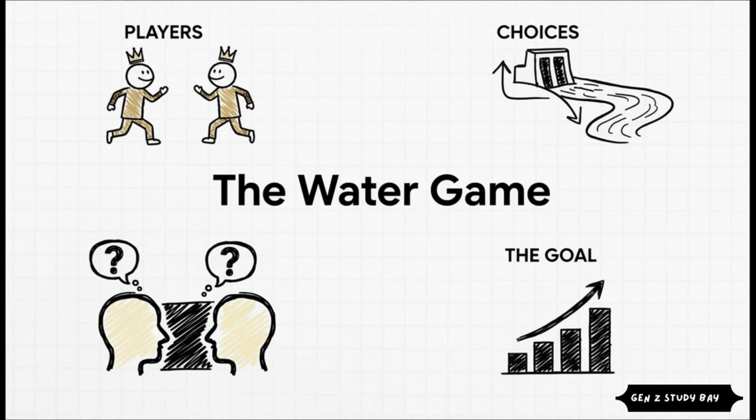And here are the basic building blocks. You've got your players, Eastland and Westria. You've got their choices: divert or don't divert. And you've got the catch: it's all simultaneous and secret. The goal for each of them is simple, right? Get the best possible outcome for your own country. This is the essence of an interactive decision problem.